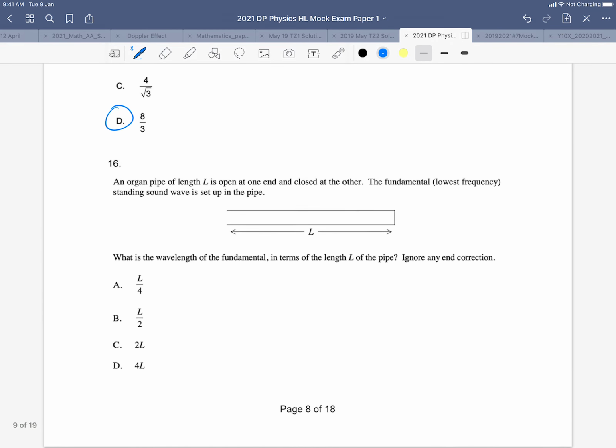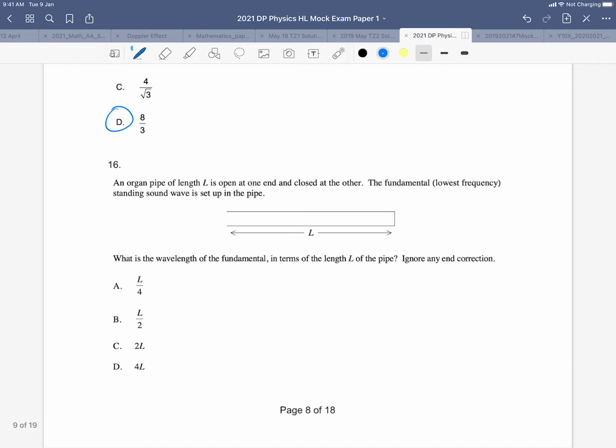Organ pipe, length L. A fundamental standing sound wave is set up, so we know this situation can be represented by this. We know that we have a quarter of a wavelength trapped in there. And what is the wavelength then? Well, it's 4 times the pipe length. Easy one.